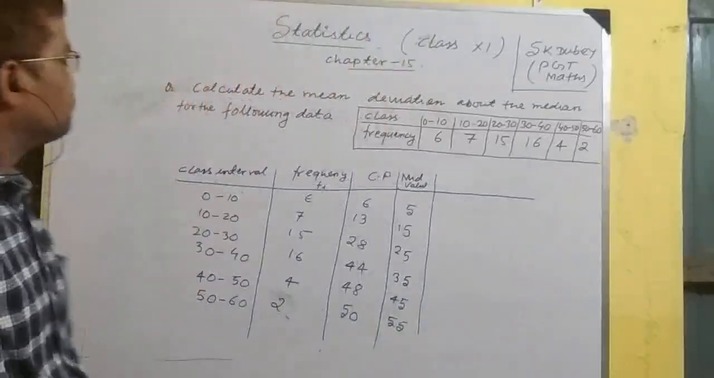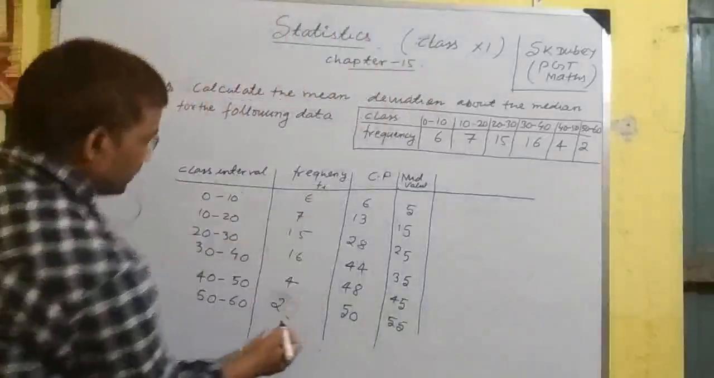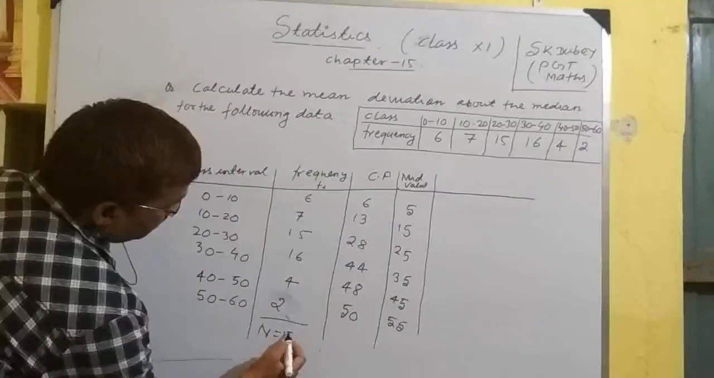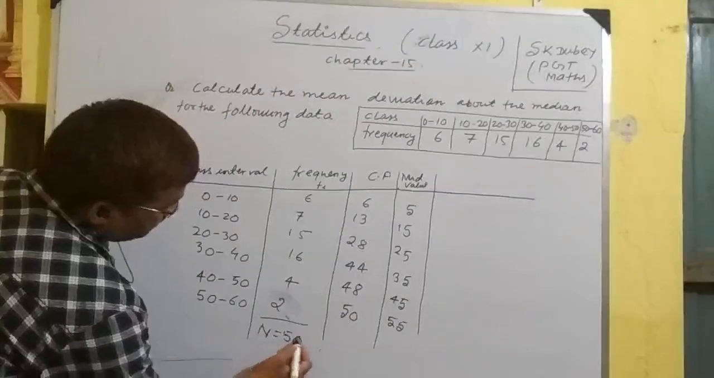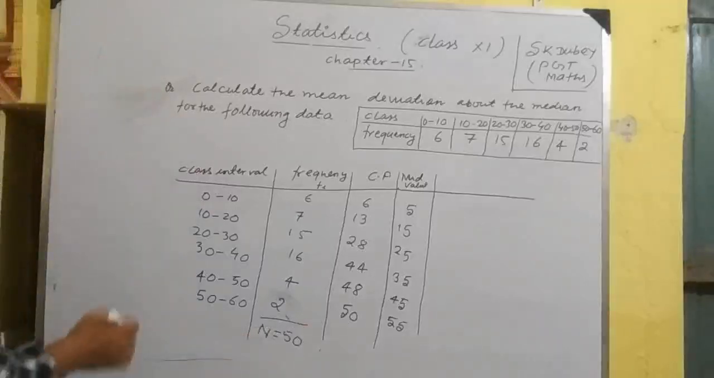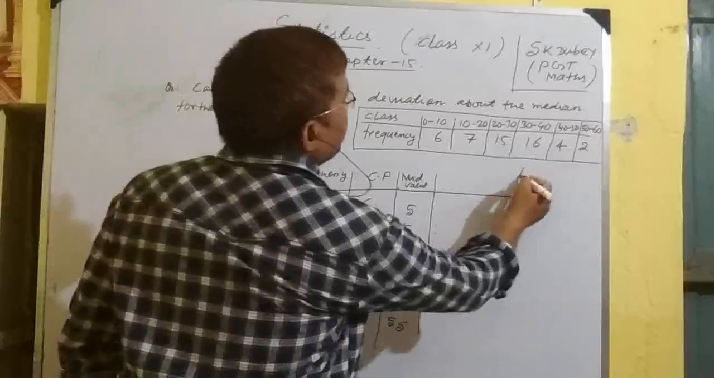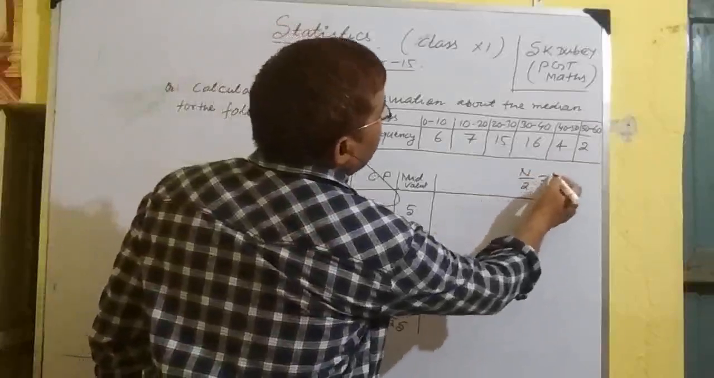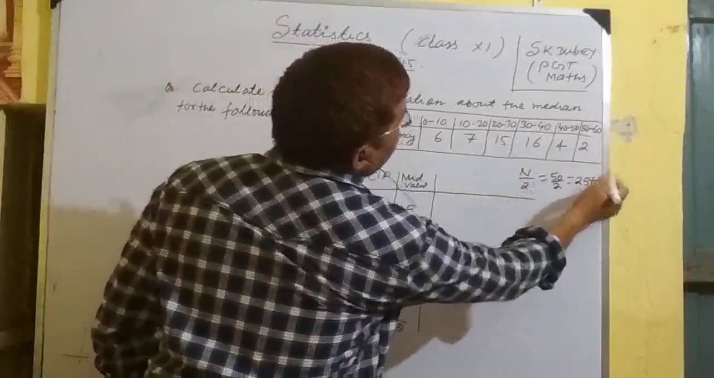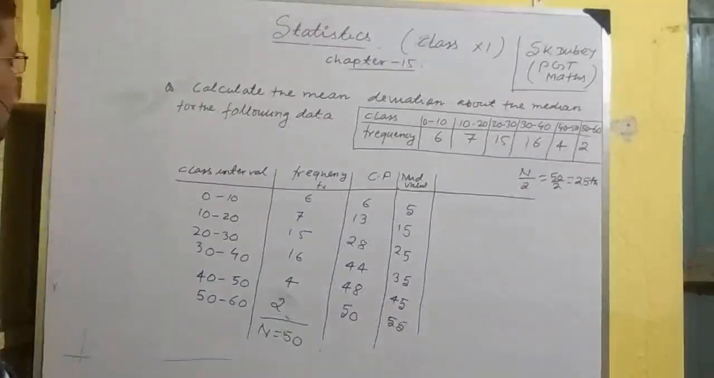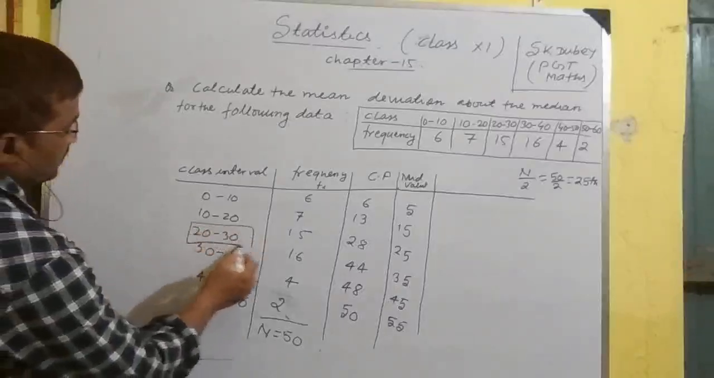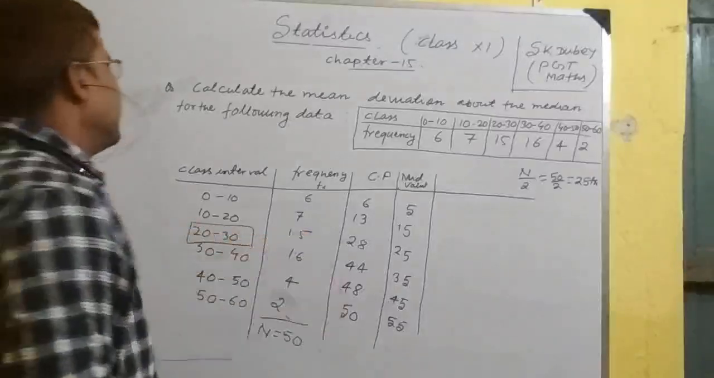Median is... here the total frequency is 50, the sum of total frequency is 50. Now n by 2, that is 50 by 2, is 25. We see that the 25th observation lies in this class interval, so this class is known as the median class.